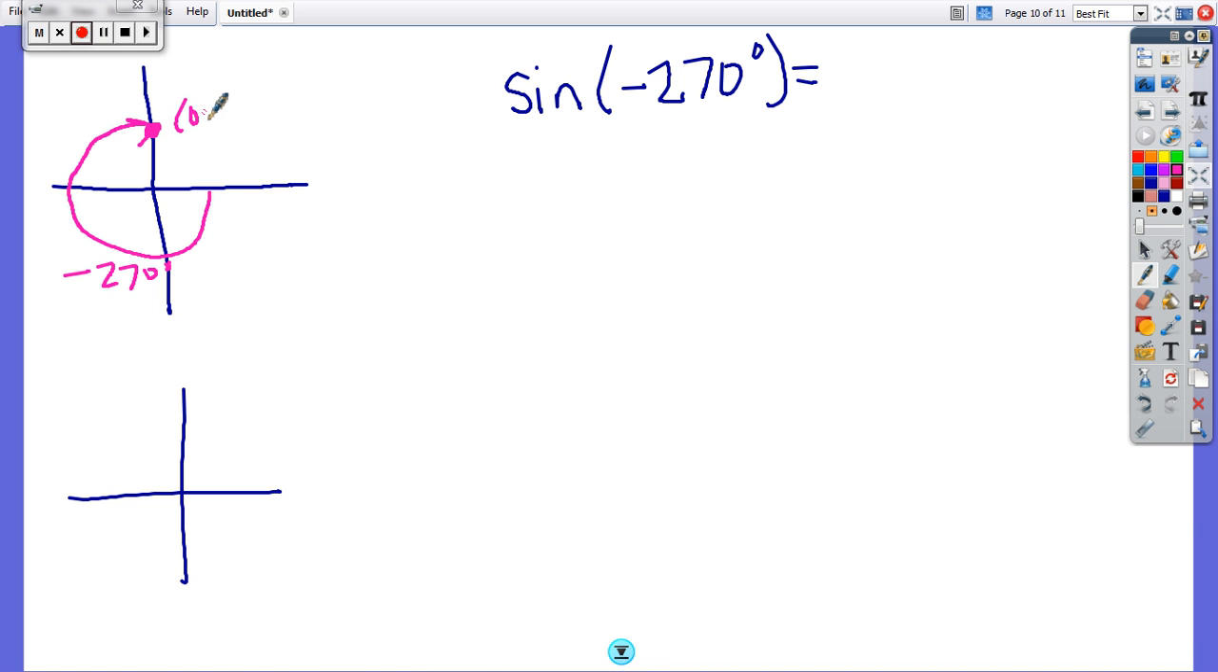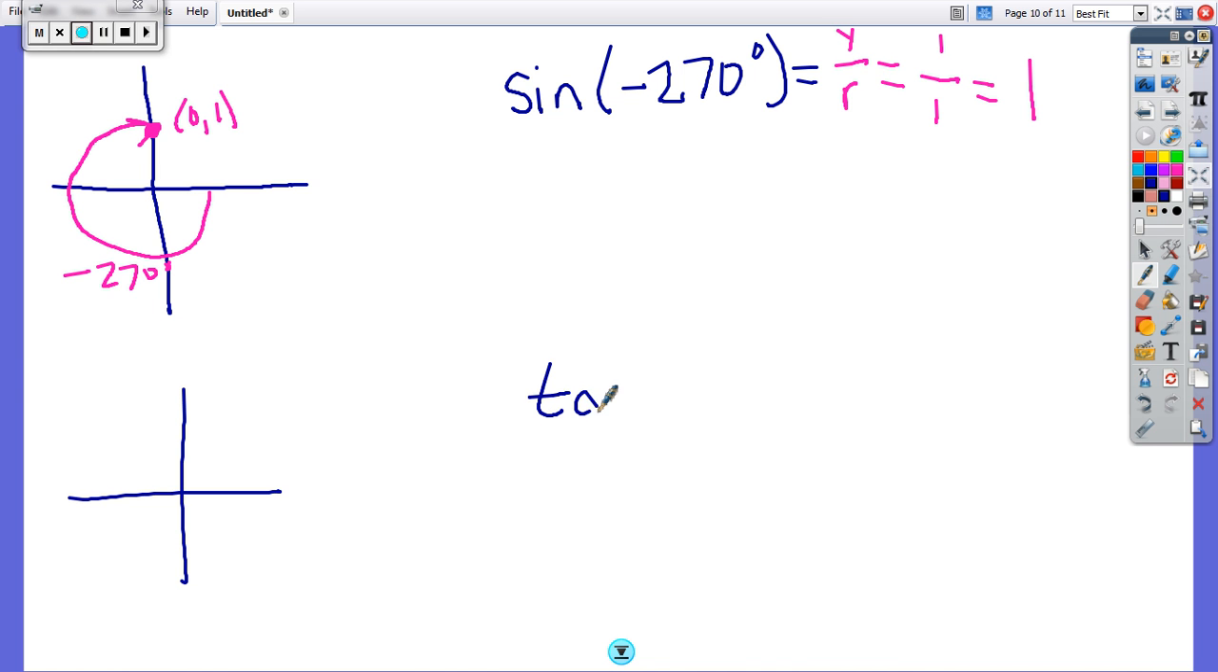So this is the point (0, 1). If I'm doing sine, and we wrote those down, the trig function for any angle is my y value over the radius. My y value is 1, and my radius is 1. So that means that sine of negative 270 degrees must be 1. That one was pretty easy. Let's try one that's a little bit harder.